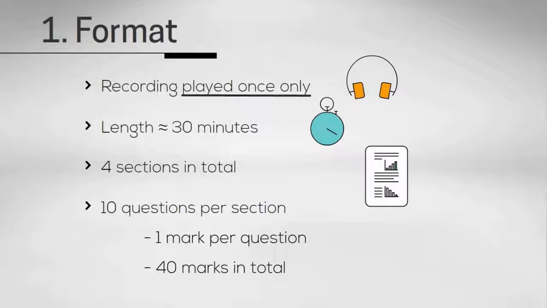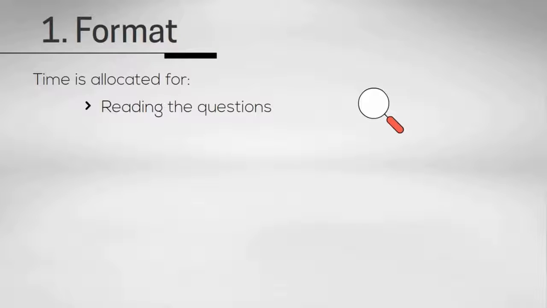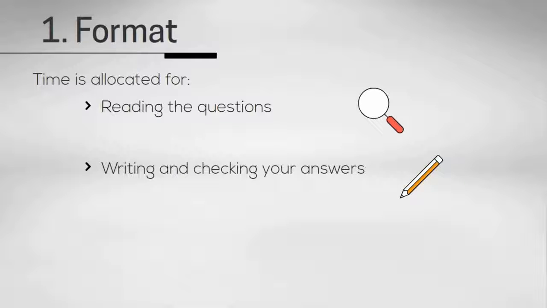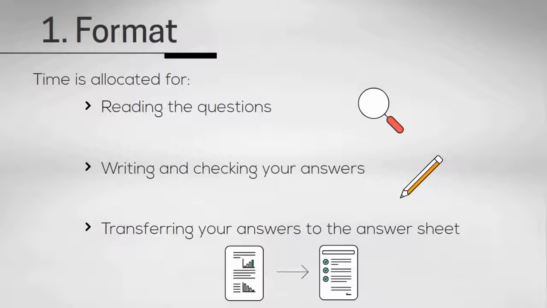This means that each section is worth the same amount. So basically, you have to do well in all sections rather than focusing on one target section. The 30-minute time limit includes time for reading the questions. Then you listen to the recording. Time is also built in for you to write down your answers. Finally, you'll be given time to transfer your answers to the answer sheet. Be careful here because mistakes in transferring will cost you marks.